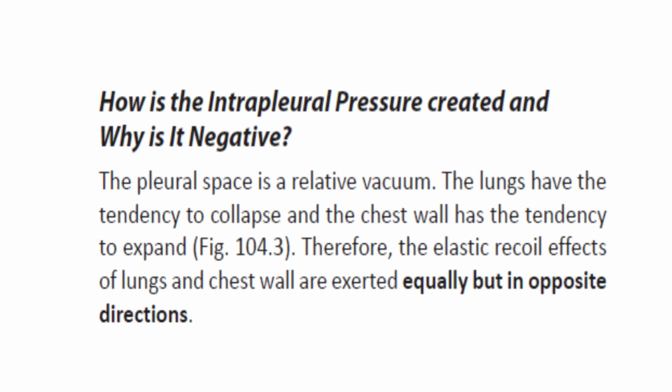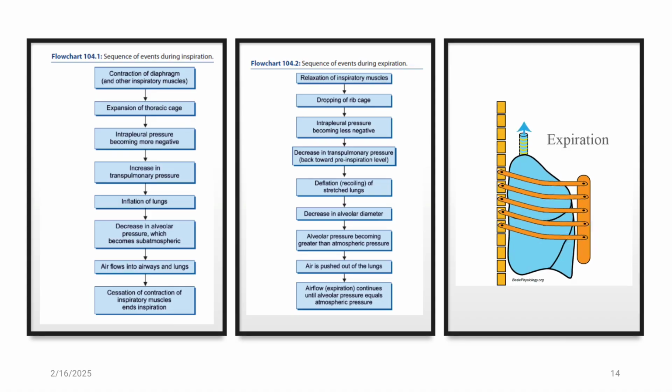So the pleural space is a relative vacuum. The lungs have the tendency to collapse and the chest wall has the tendency to expand. Therefore, the elastic recoil effects of the lung and the chest wall are exerted equally but in opposite directions. This is the reason why the intrapleural pressure is subatmospheric, or negative.